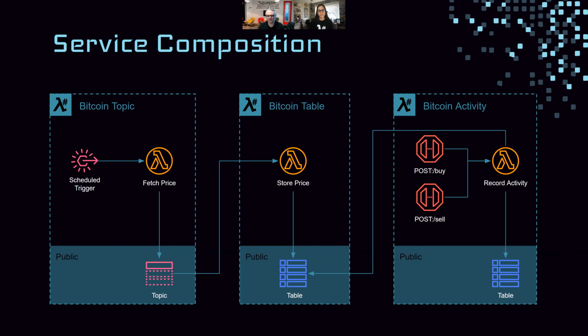And the last one is Bitcoin activity. Here we create a simple REST API endpoint where we can record some buy and sell activity. This Lambda function then reaches out to the imported table from the Bitcoin table module to fetch the most recent price and then stores in its table, which is again shared so others can rely on it, the data in it. That a certain activity, a buy activity or sell activity, has happened, the quantity, who was the user who triggered it, and what was the price at the time.